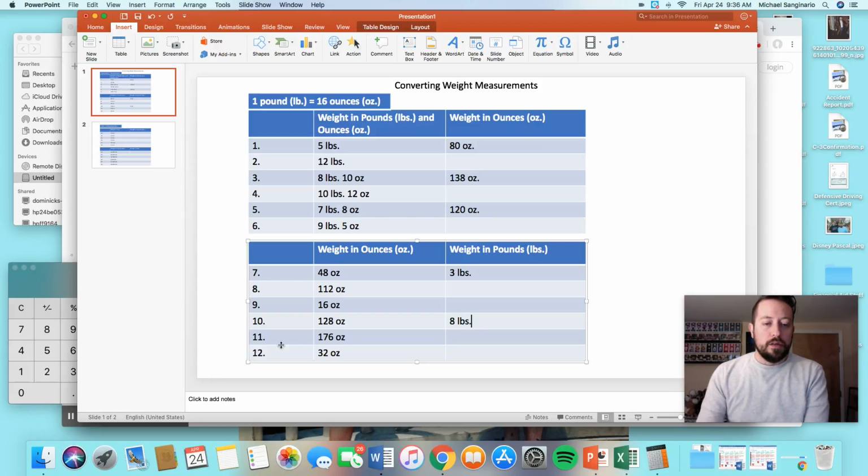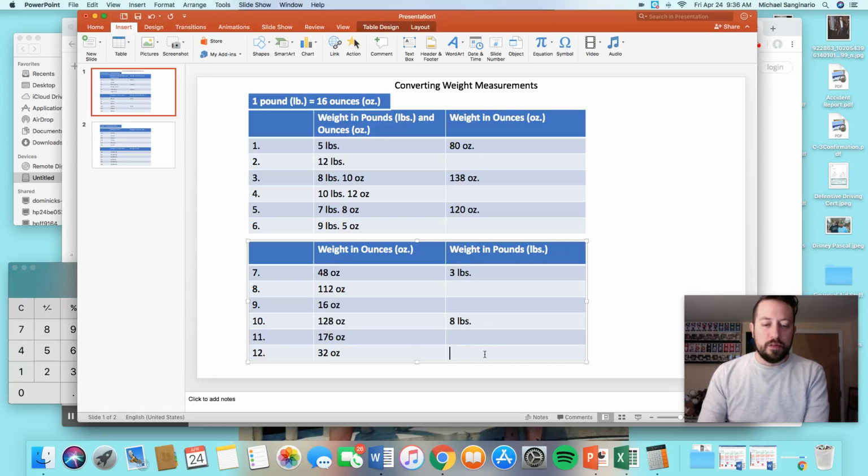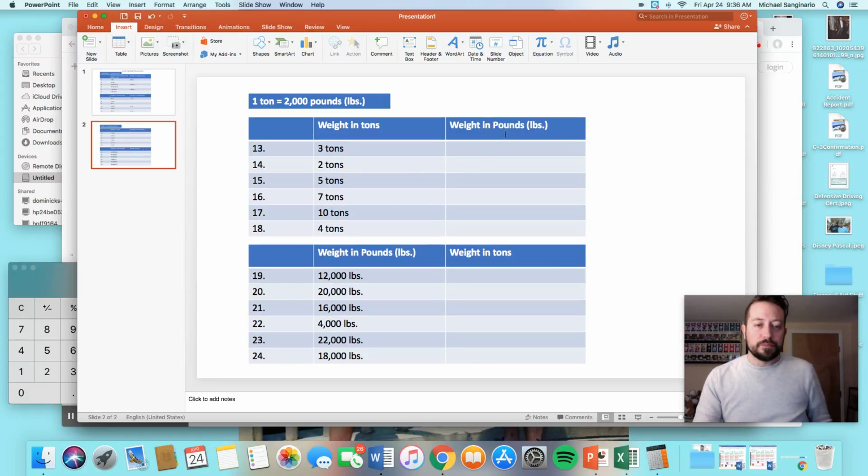Okay. You're going to try 11 on your own. And then number 12 we'll do right now. Cleared my calculator. I have 32 ounces. Dividing it by 16. And that would give me 2 pounds. Okay, so that's pounds and ounces. There's a second sheet here, which is the tons and pounds now. Okay, so remember 1 ton is the same as 2,000 pounds.